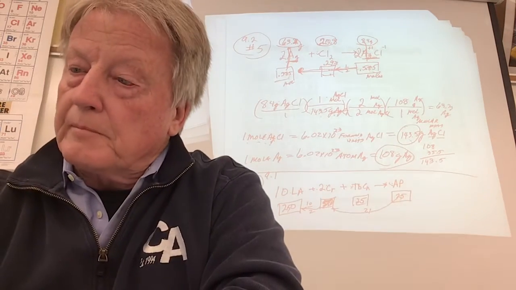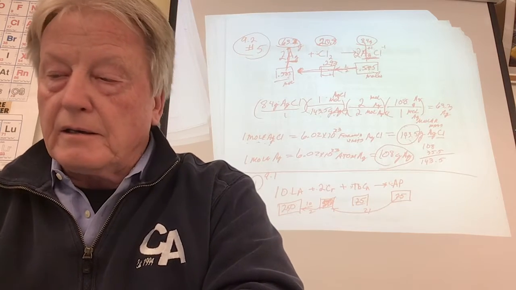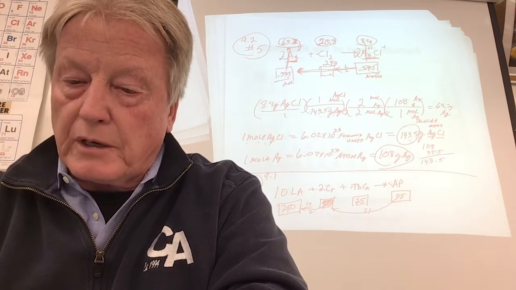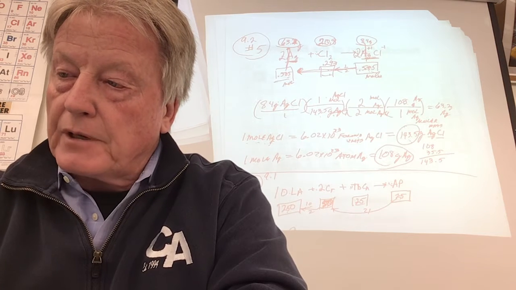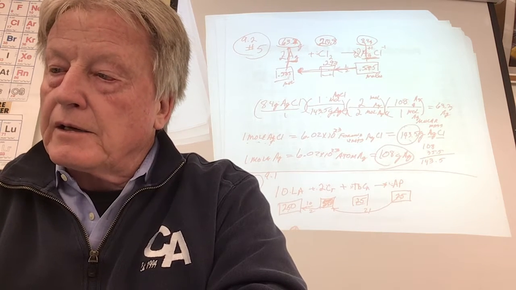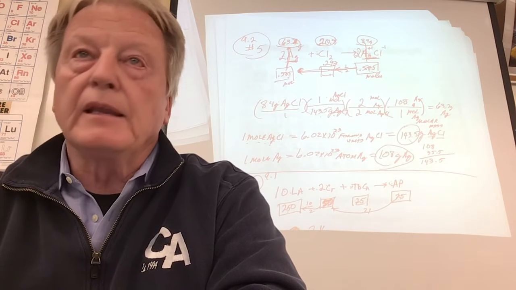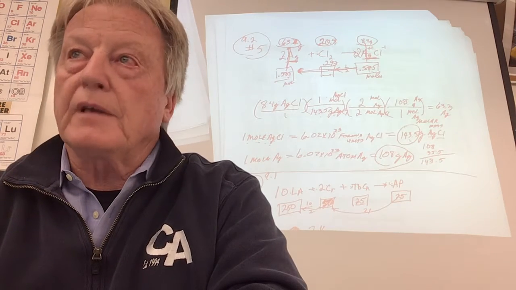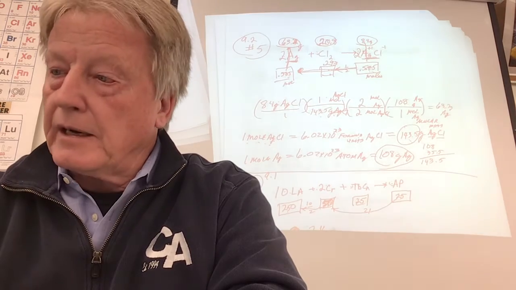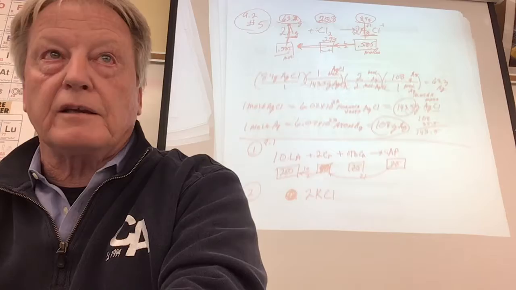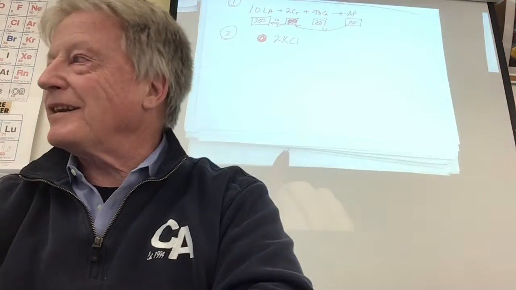Let's do number 2. All right. Now we're done with number 1. Number 2, 2 moles of potassium chloride. I'm sorry. Wait, right here. All right, 2 moles of potassium chloride. How do you write potassium chloride? K, yes. All right, now. Okay, I'm sorry. Thank you. All right, ready?